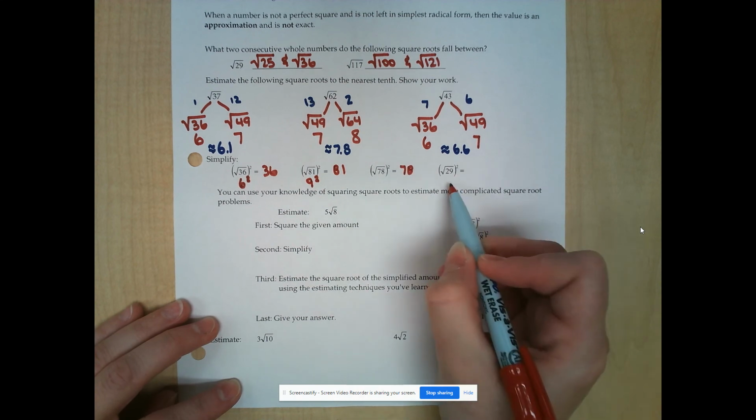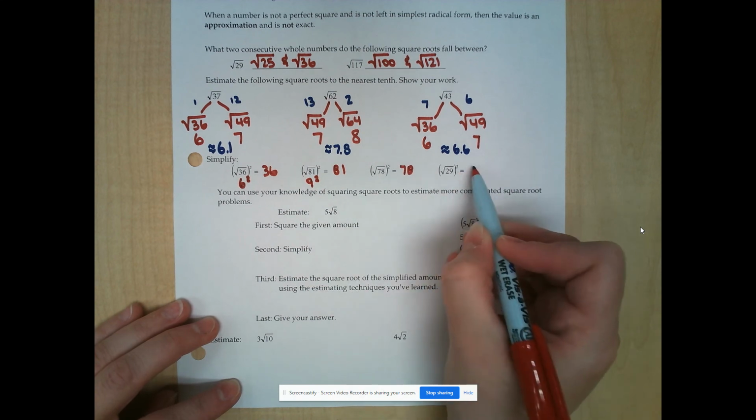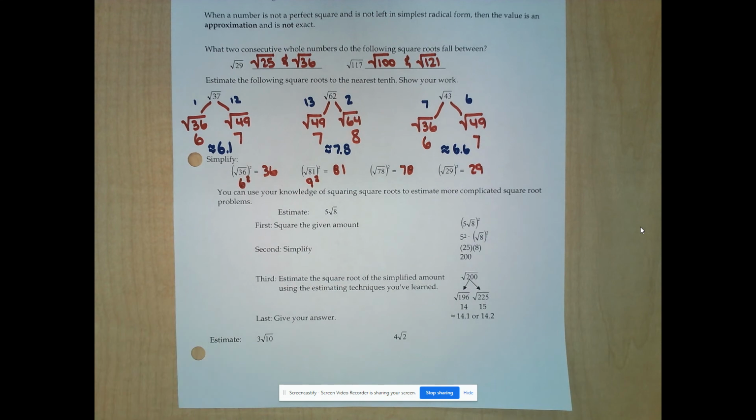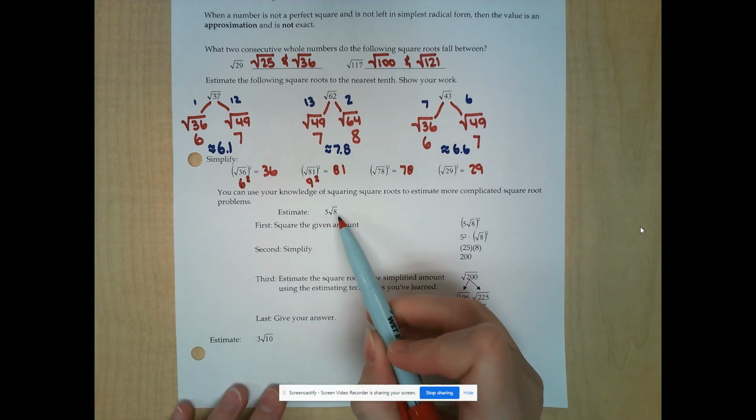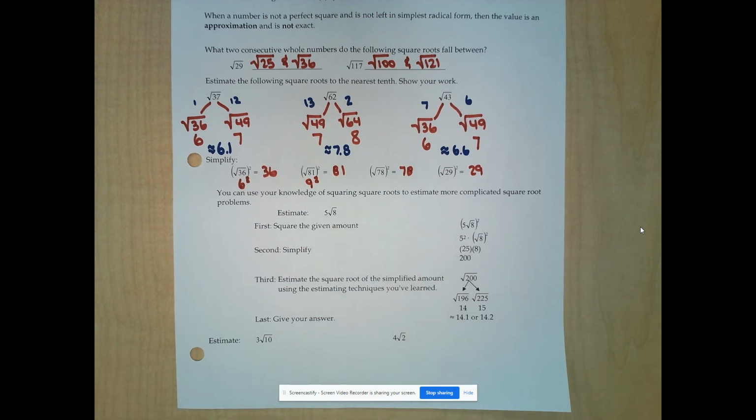Square root of 29, I'm going to square root it, and then I'm going to square it and get right back to 29. Now, at this point, we're going to go into estimating how to look at a radical here that's got more than just the radical with a number underneath it.